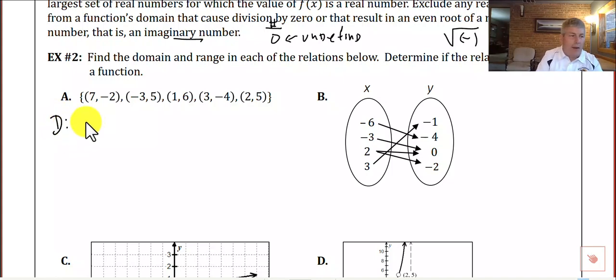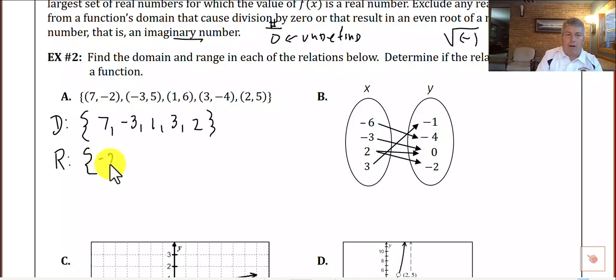So our domain is going to be the set of x's. In this case, 7, -3, 1, 3, and 2. Those are the only x values in this relation. Our range then, our y values, are -2, 5, 6, -4, and 5.